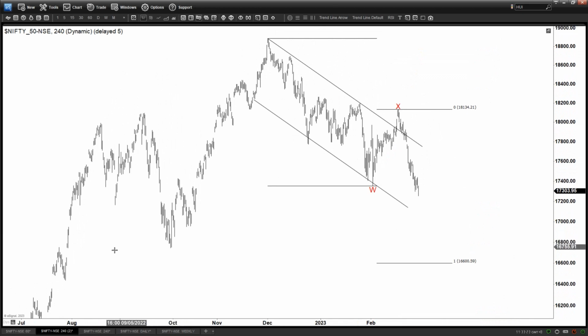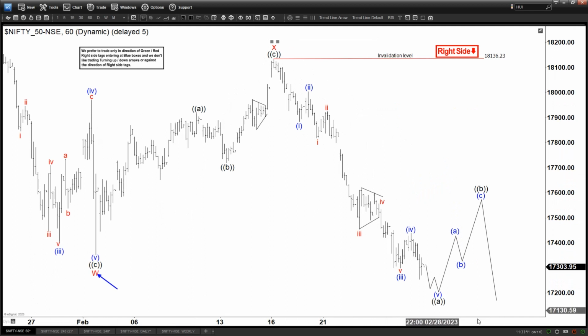So remember, in the 1 hour, we should soon be ending the 5 waves down from here. Then we should be getting a 3-swing rally, and as long as that rally fails below here, this is the key level right now, then we should continue to extend lower again. Potentially it can go to 16,000. Okay, so that's the idea for the Nifty. Sequence wise suggests that most likely the correction or the decline, however you want to call it, can extend.